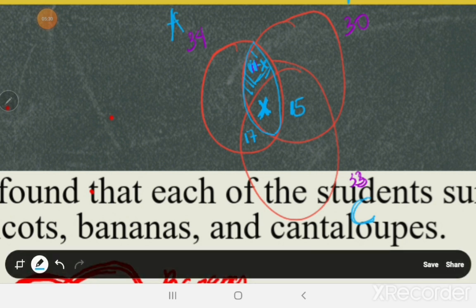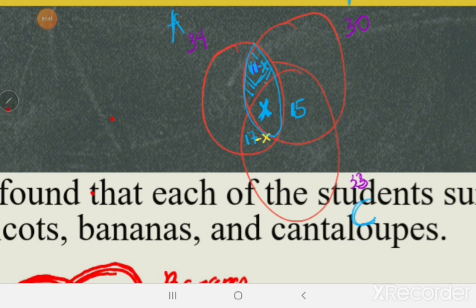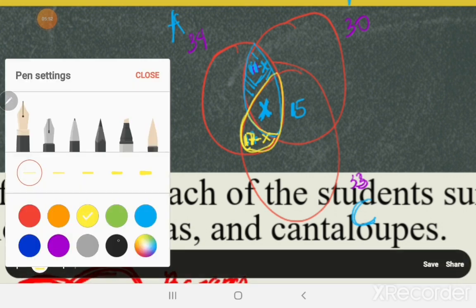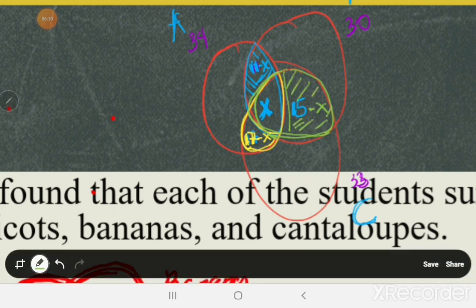So, we have 11 minus X. Next, it is safe to say that this is 17 minus X, in order to get the portion of this one. And then we have our 15 minus X. This 15 is the whole circle, so you subtract X so that you only consider this part.